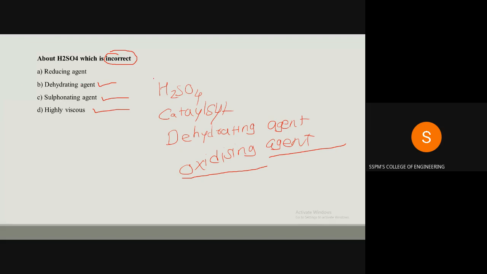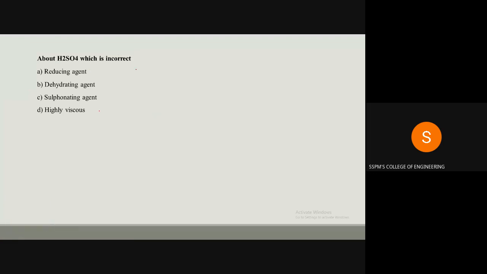So H2SO4 is an oxidizing agent, it is not a reducing agent. So this is an incorrect statement. So the correct option is reducing agent.